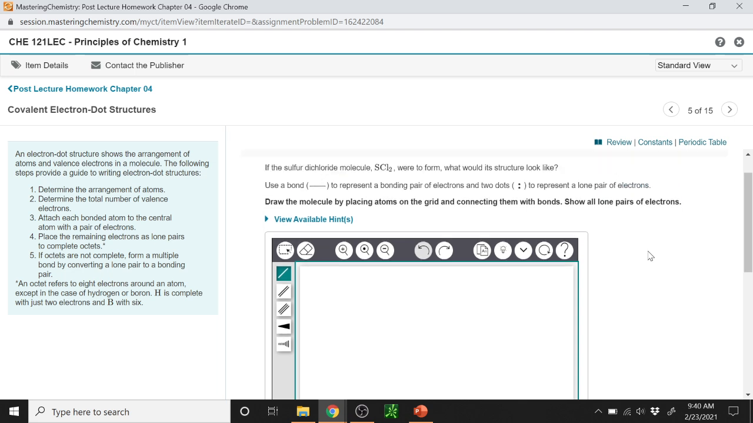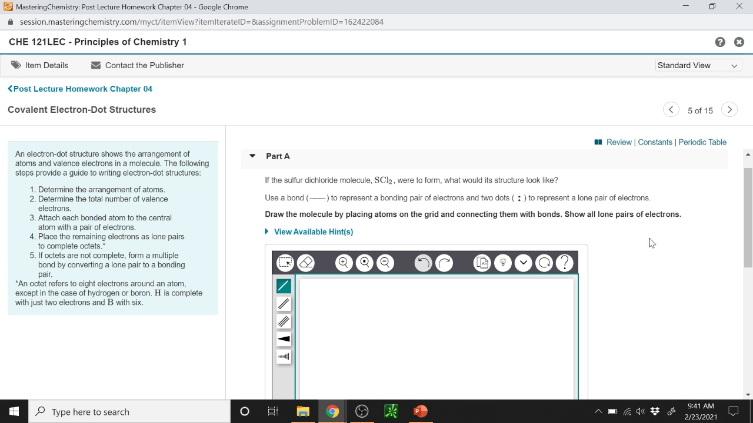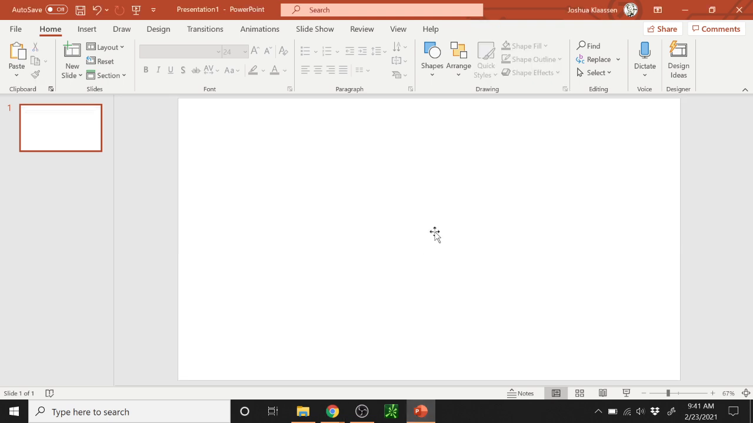Okay, so what we have here is a sulfur dichloride molecule, SCl2. What would its structure look like? What we're going to be doing here is a Lewis structure problem, okay? So you want to take out a piece of paper and go through the process of doing a Lewis structure, which if you remember, you count up the number of valence electrons and then we're going to put it in. Were you guys able to get the Lewis structure on paper?